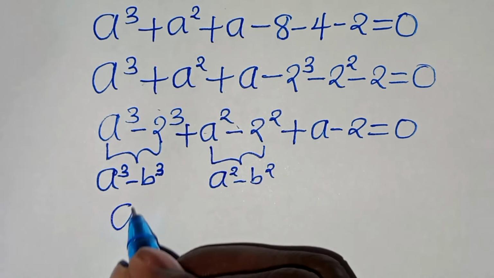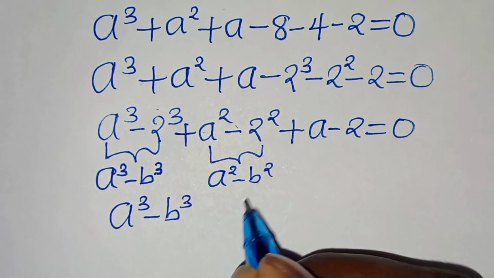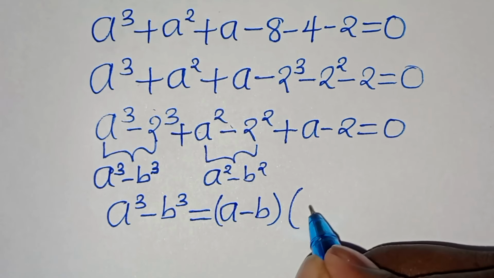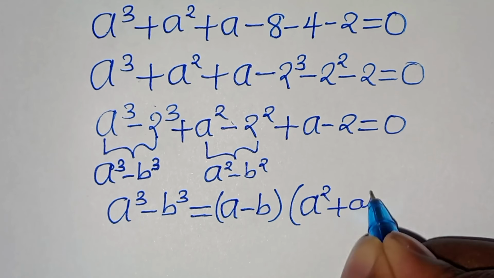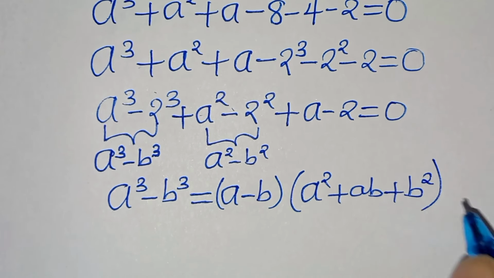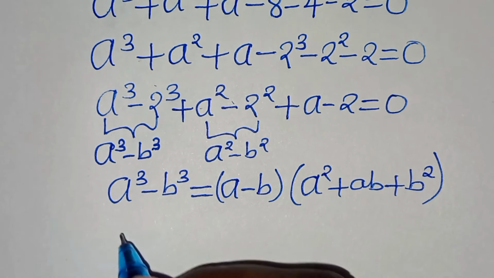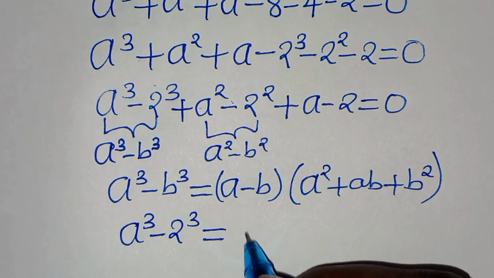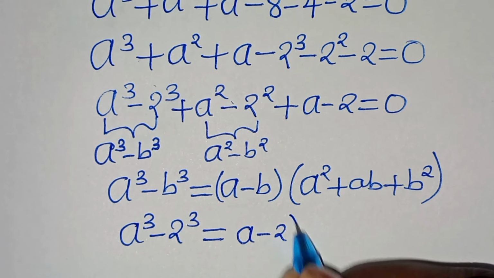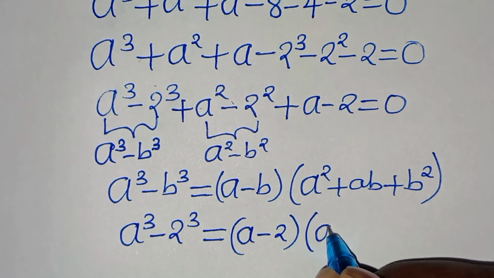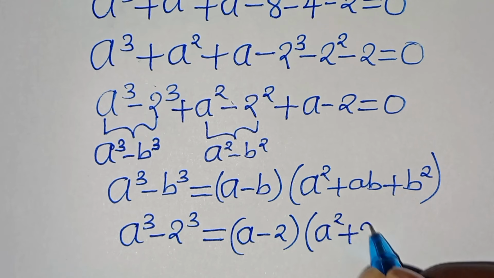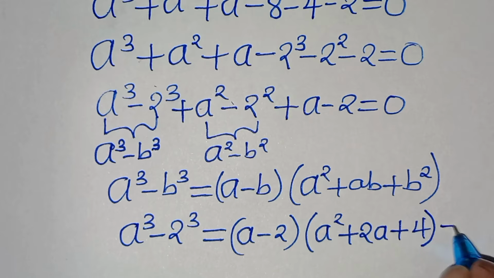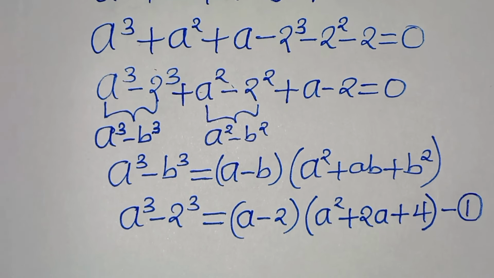So we have that a to the power of 3 minus b to the power of 3 can be expressed as a minus b, into the parentheses, a to the power of 2 plus a b, then plus b to the power of 2. Applying this identity, then we have a to the power of 3 minus 2 to the power of 3. This can be expressed as a minus 2, into the parentheses, a squared plus 2a, then plus 2 squared, which is 4. Let's call this part 1.